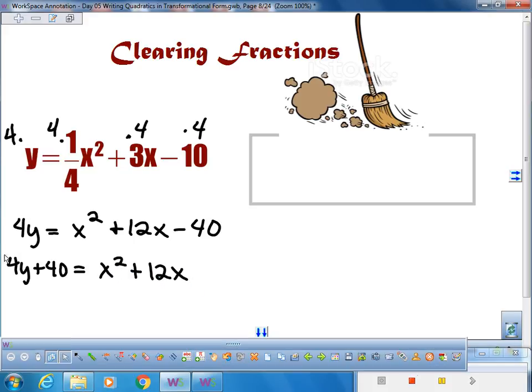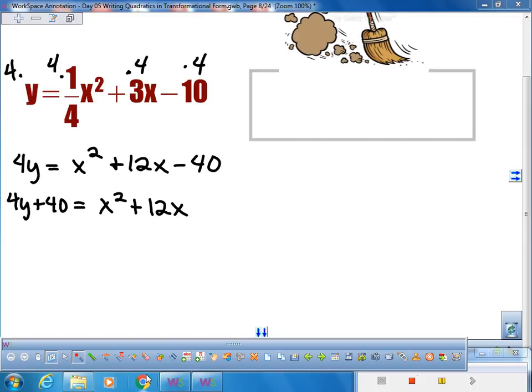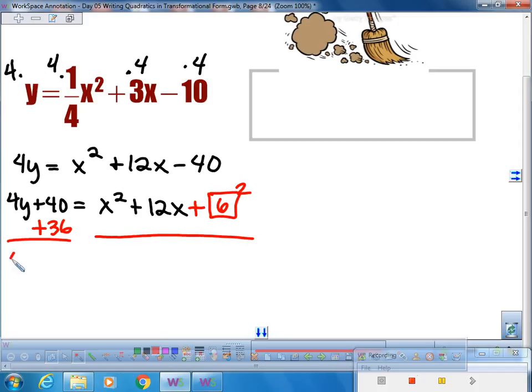I kind of want to move this stuff over. No, I'm going to do it like I normally would. Okay, is everybody watching? So I'm going to complete the square. I'm going to add 6 squared to both sides. Well, 6 squared is 36. I'm just going to put it right here. Does that make sense? Except that number doesn't make sense. Right? Hopefully this works out. It might not work out.